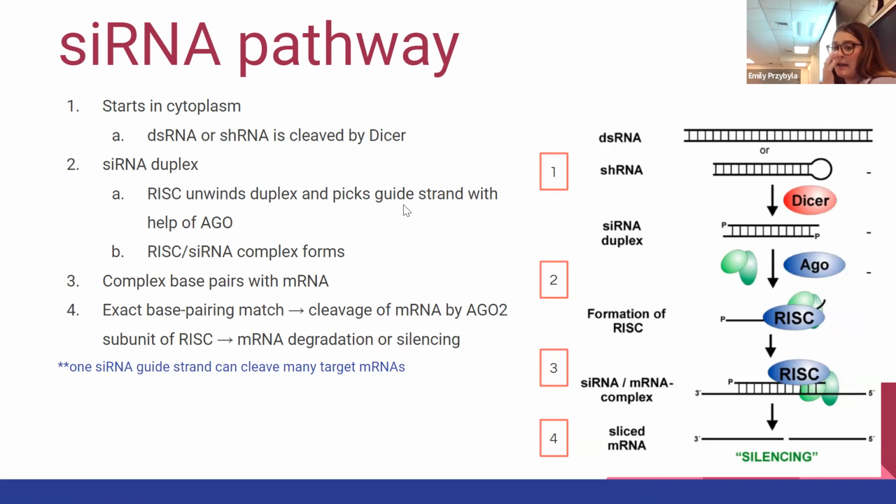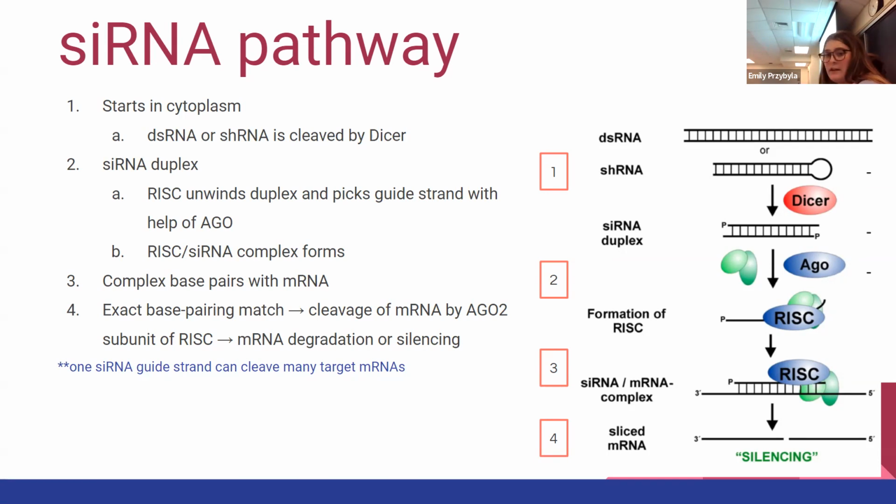The siRNA will then be cleaved by Dicer again, similar to the miRNA pathway, and that will form duplexes that are about 20 to 25 base pairs long. Those also are unwound by RISC. One guide strand is chosen, one passenger strand is degraded, and then this goes around the cell looking for complementary mRNAs to degrade as well. This more commonly uses exact base pairing, which leads to cleavage of the mRNA by the Argonaute subunit of RISC. So the siRNA pathway more commonly leads to complete degradation of mRNAs rather than sequestration.